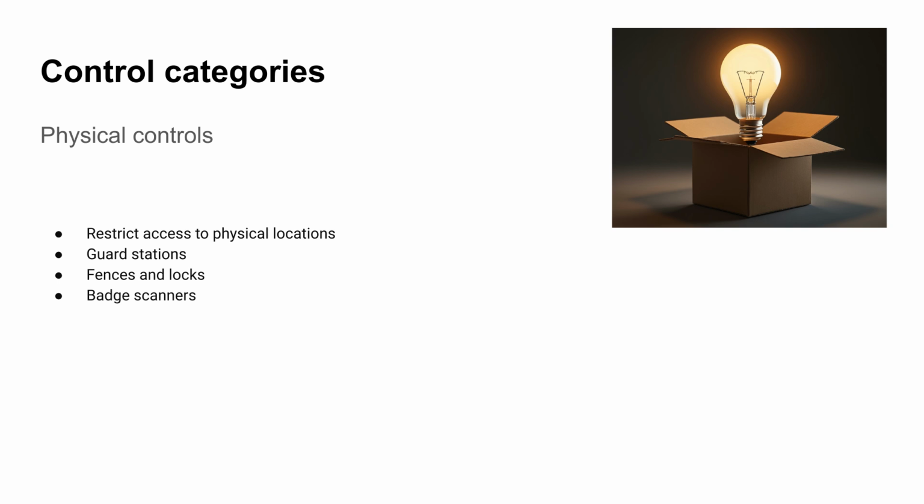In summary, we have now looked at the four main categories of control: technical, managerial, operational, and physical. Is each essential in building a comprehensive security strategy?